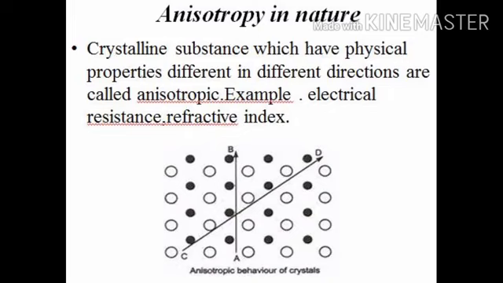We will discuss the anisotropic nature of crystalline substances. Anisotropic nature means crystalline substances have physical properties that differ in different directions. For example, electrical resistance and refractive index. When you measure from top to bottom, you will get one value. If you measure in the horizontal direction, you will get another value. So this nature of crystalline solids is called anisotropic.